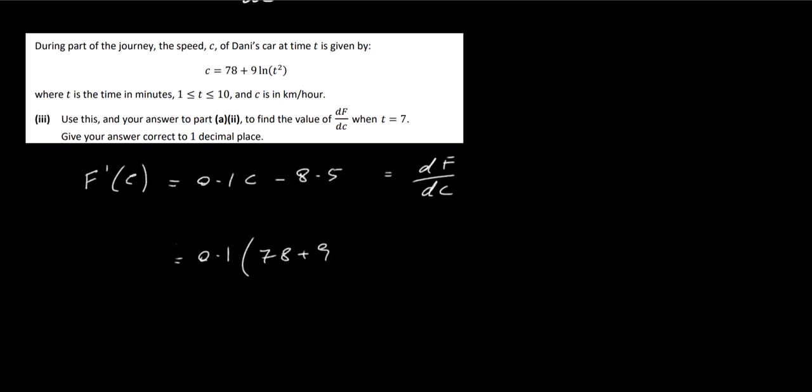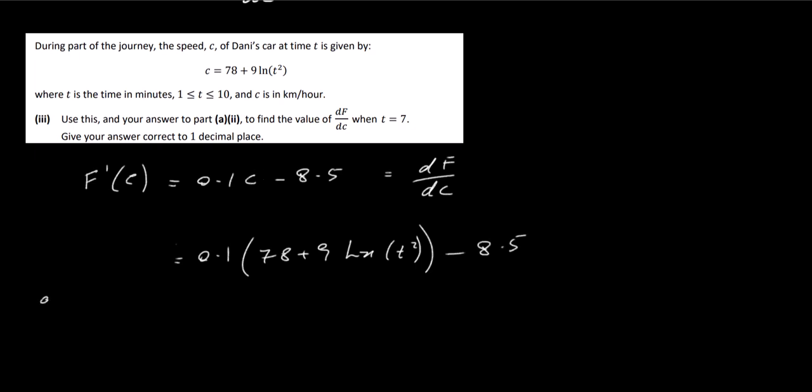Okay, so we know that F prime C, or dF/dC, is equal to 0.1 C minus 8.5. This is just dF/dC. We did that earlier. Now we know that C is equal to 78 plus 9 log t squared. We're given that up here. So what we've got to do is put that in instead of C. So it's 0.1 times 78 plus 9 log, and it's t squared, minus 8.5. So I've just put it in there.